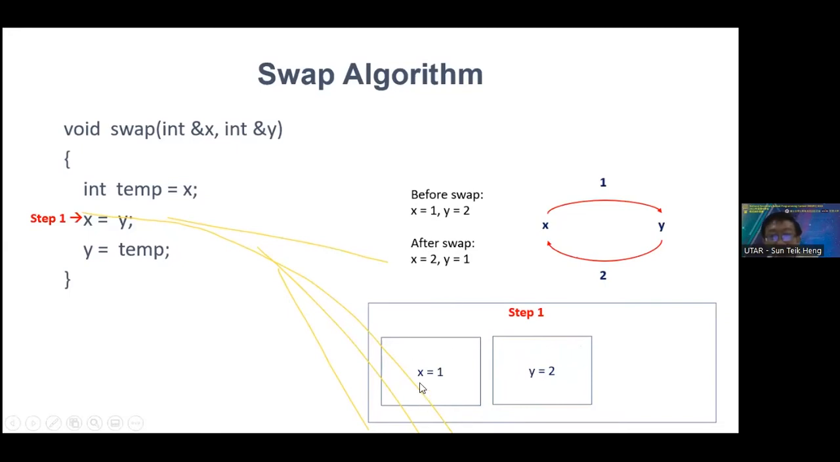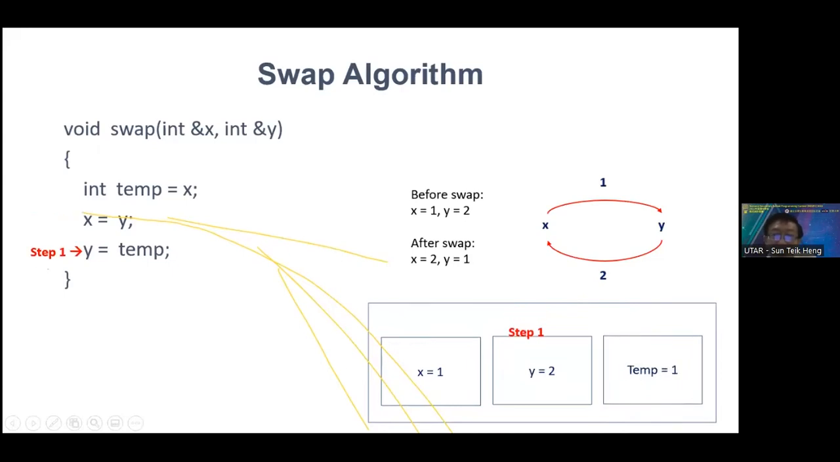So this house is labeled as x and this house is labeled as y. Then you need to have a temporary house. Okay, this temporary house you label as temp. Then you get the occupant out from the first house and put it into the temporary house.